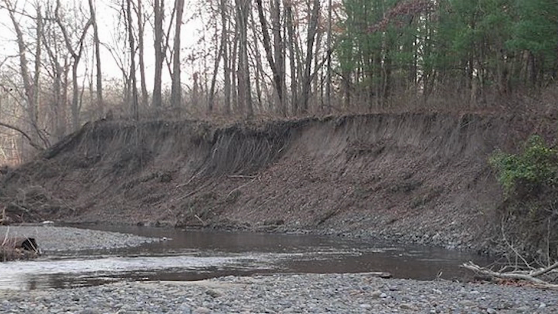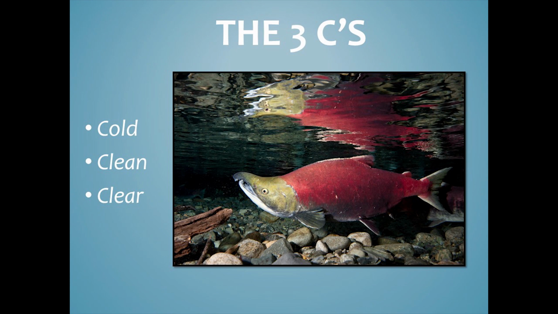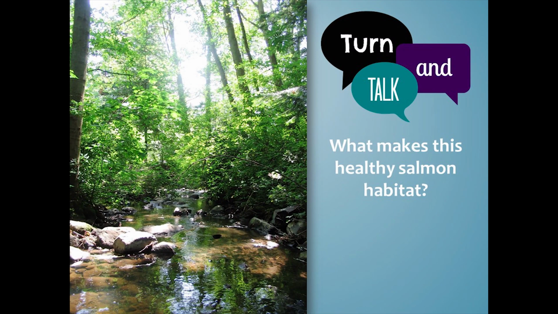When a stream bank is sliding into the water, all that dirt is now making it difficult for the living things in the water. Native plants help to keep the water clear because their roots can hold the stream bank in place and prevent erosion from happening. Their roots can act as an anchor. To review what we just learned about the 3 C's, take a look at this photo and decide what makes this healthy habitat for salmon. Keep in mind what we just talked about.